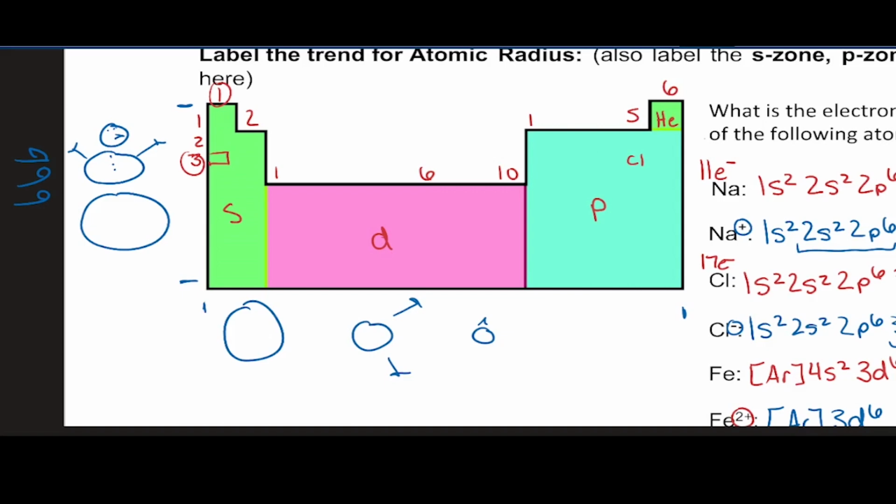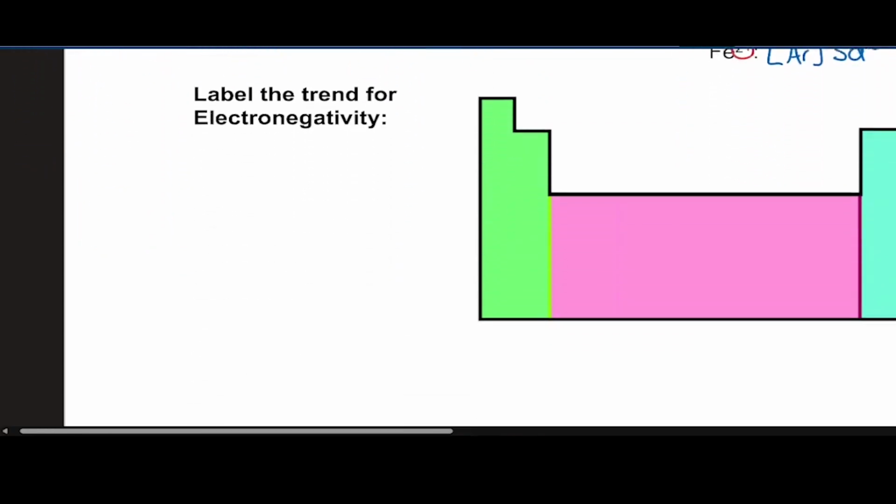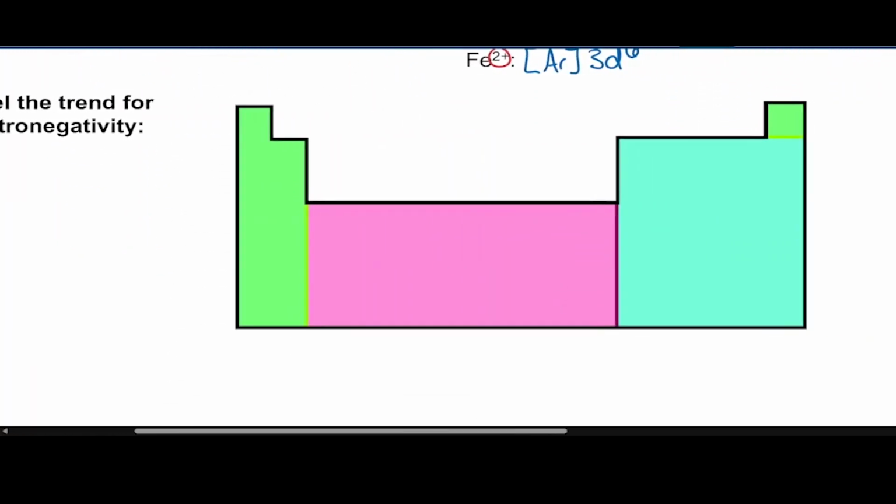So our trend for atomic radius, I'm going to erase this, it increases as we're going to that bottom left corner. So we have really large radii for like francium and barium, but up here helium and fluorine both have really small atomic radii. What about the trend for electronegativity?